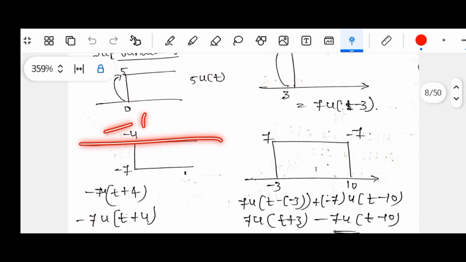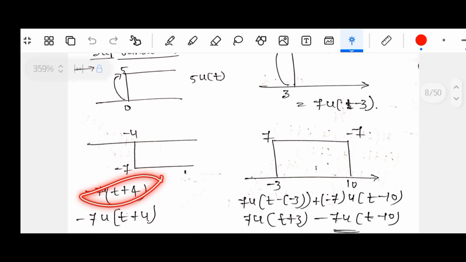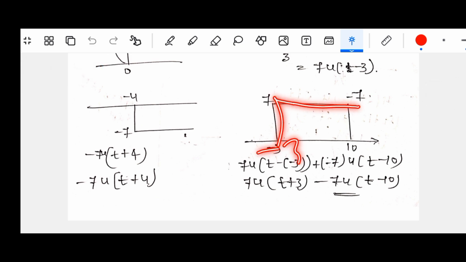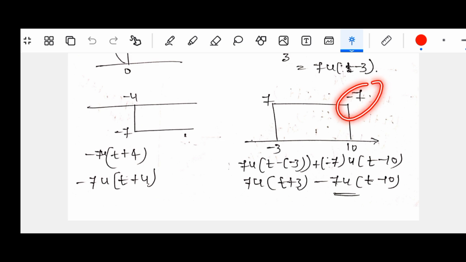See this, minus 4, and it is jumping to minus 7. Therefore minus 7 into u of t plus 4. See, first it is at minus 3 and it is jumping to plus 7, and moving forward it goes to minus 7 and then jumps to plus 10. So first take this 7 into u of t plus 3, then take the minus 7 outside, u of t plus 10. Therefore 7 u of t plus 3 minus 7 u of t minus 10.